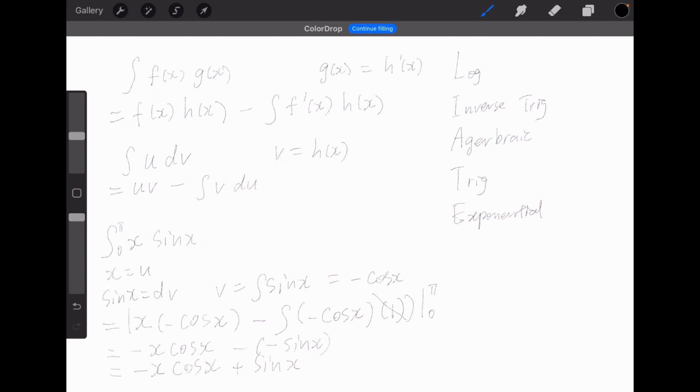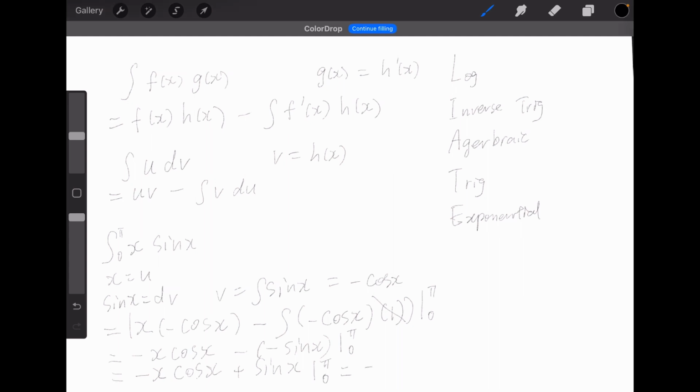And now I can just plug pi and 0 into the answer, and I will get negative pi times cosine pi plus sine pi, minus 0, minus sine 0. Which would give us negative pi times negative 1 plus 0 plus 0 minus 0, which equals pi.